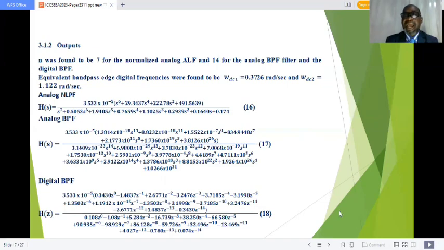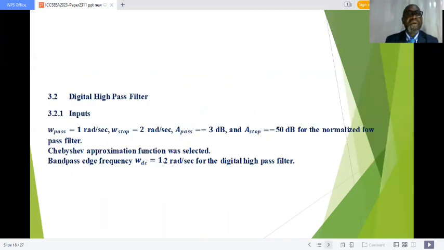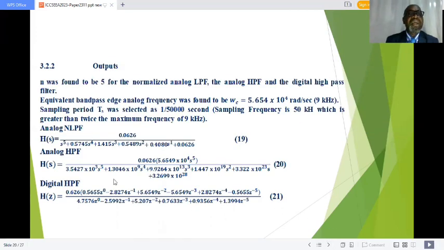This is analog. And we can see the frequency response. Frequency response for normalized analog low pass filter, frequency response for the analog band pass filter, frequency response for the digital band pass filter. We also experimented with high pass filter. We are giving the necessary inputs. We have the outputs. In this case, the order is 5. And then the analog high pass filter, in this case, we have the same order.